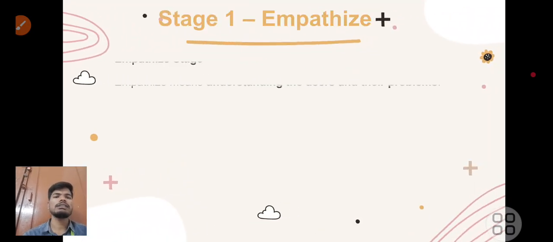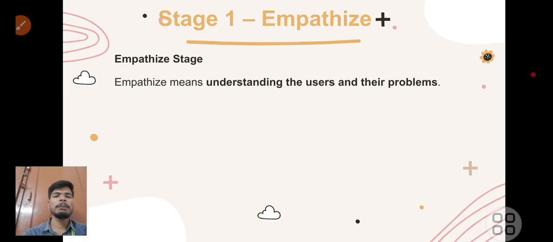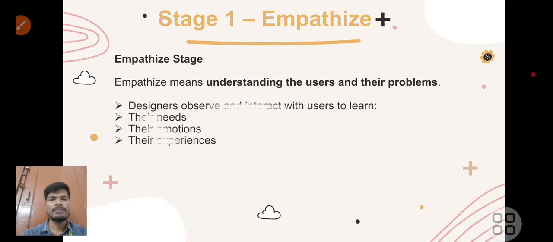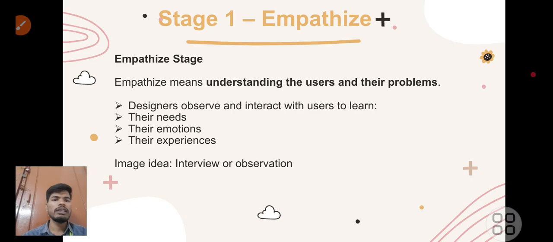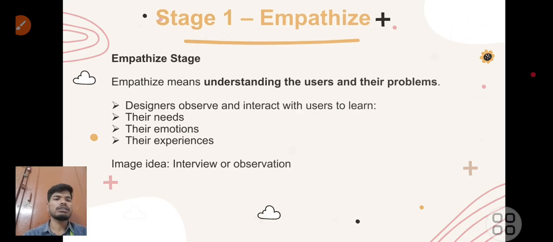Stage 1, empathize. Empathize means understanding the users and their problems. Designers observe and interact with users to learn their needs, their emotions, and their experiences. Interview and observation.